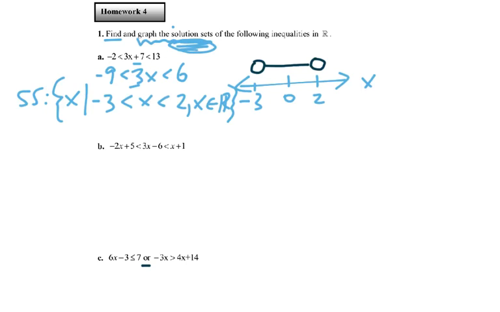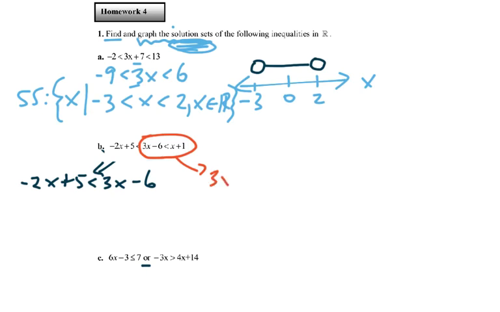Alright, so now let's look at part B. Here we've got two separate inequalities. So the first thing we'll do is take this inequality over here. So we say minus 2x plus 5 must be less than 3x minus 6. But also we have this second part here that says that 3x minus 6 must be less than x plus 1, and these both have to be true. So here we're looking at the special word "and".